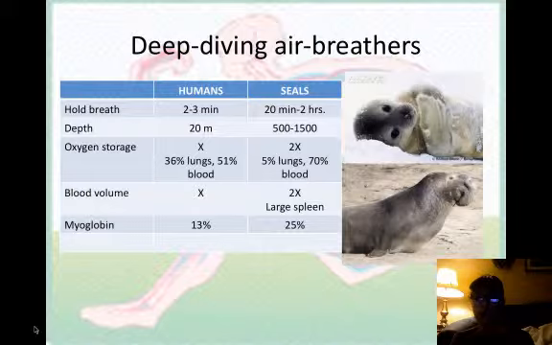These animals have adaptations to store large amounts of oxygen. Compared to humans, seals store twice as much oxygen, mostly in the blood and muscle. About 36% of our total oxygen is in our lungs, 51% is in our blood. Seals hold only about 5% of the oxygen in their small lungs and about 70% in their blood.